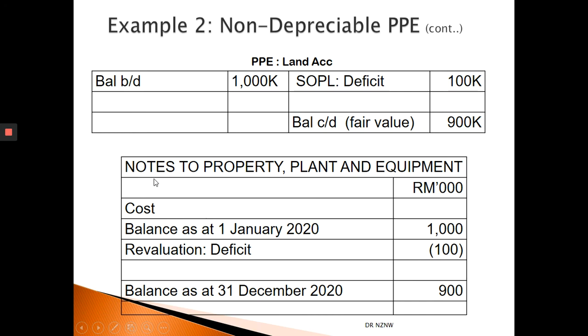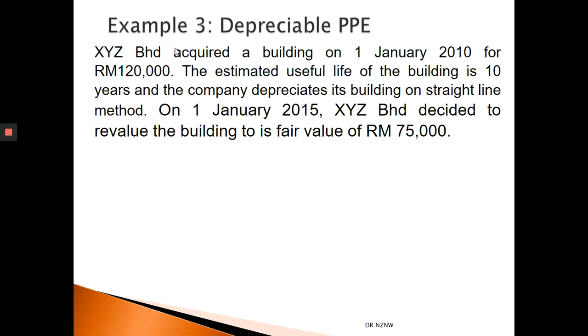Okay, and in terms of notes, what's different here? If you have a deficit, it will be minus from your balance, so that your balance is now reduced to its fair value of 900,000. So in here, between surplus and deficit, the process is the same. However, whether you have deficit or surplus depends on what the fair value is. Okay, so you just put the fair value as your balance c/d, then you can see whether it is a deficit or surplus. If it is a surplus, your asset must increase in value. But if it is a deficit, your asset will decrease in value. So that is example one, example two, looking into non-depreciable PPE, which is very straightforward. Then let's move on further.